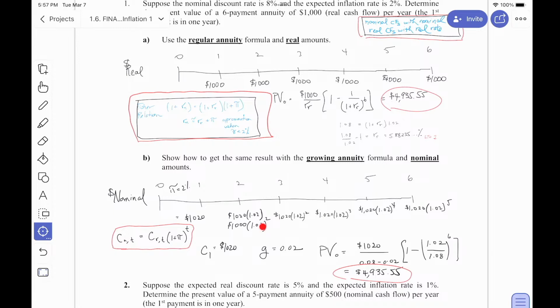So we did that by incorporating the effect of inflation to compensate for rising prices. And now we have a growing annuity. Using the growing annuity formula with the first cash flow, we get this result, the same result. Any questions about this?